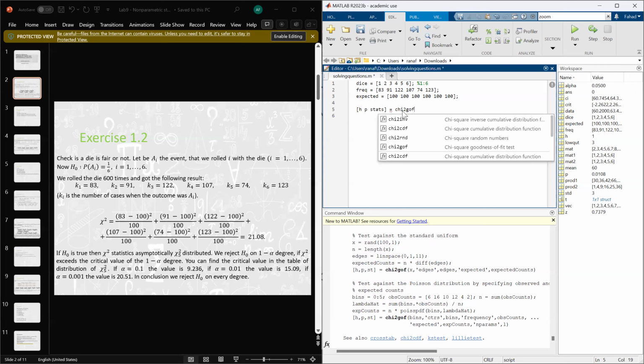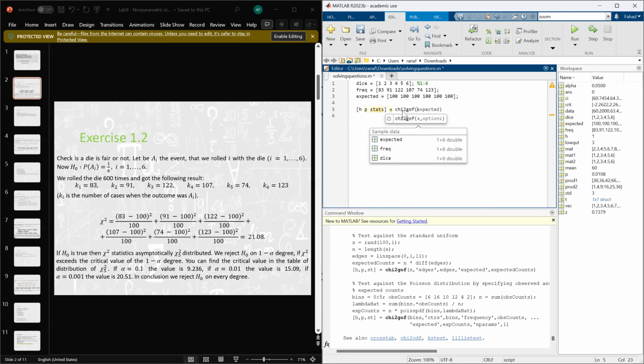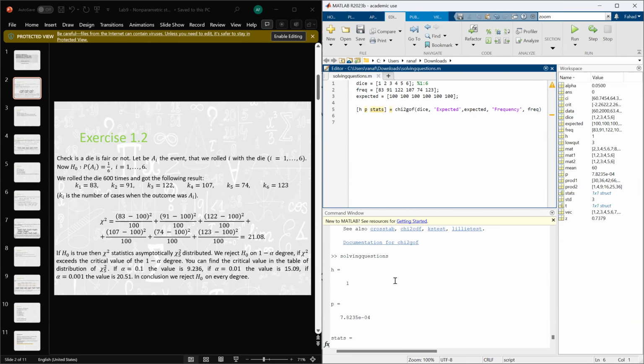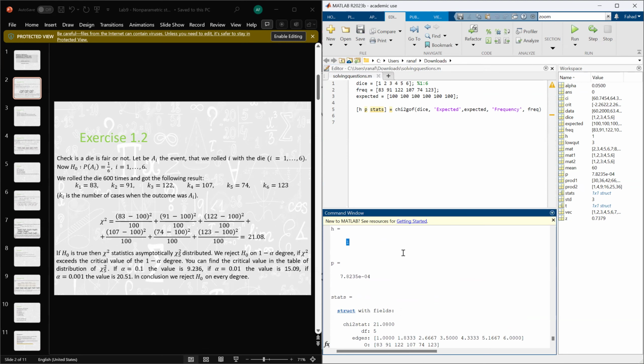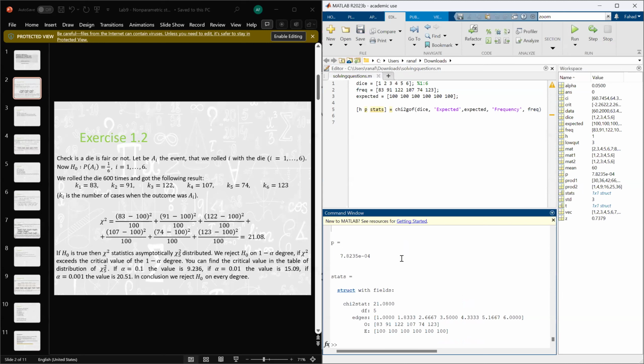So then you do chi2gof. What do you put into chi2gof? The first one is X, which is the possible values, so dice. Then you tell it, okay, expected. What is expected? The expected array. Okay, what is the actual? The frequency. You give it the frequency array, and that's it. That's the chi-square test. If you run it now, the H is 1, which means the null hypothesis is rejected.